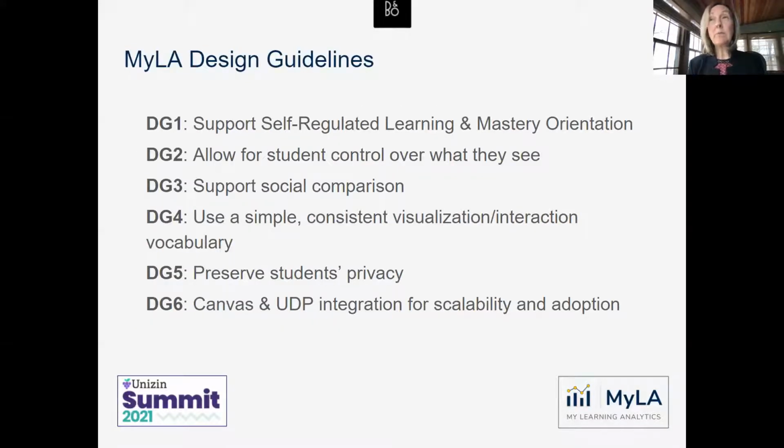We developed a number of guidelines early on. We knew we had to set some specific parameters around our project. So there are 6 design goals here. Some I've already mentioned in terms of the theory underlying it. We wanted to give students more agency, so we were not looking for a one-size-fits-all. We were looking for ways that we could allow students to customize what they saw. We wanted to support social comparison in a more positive way.